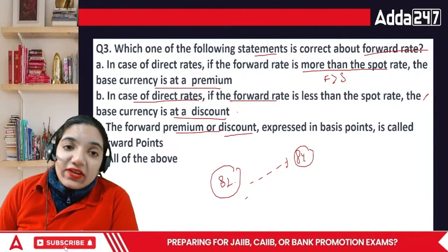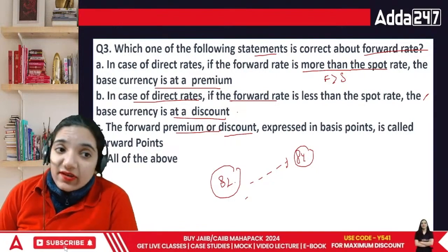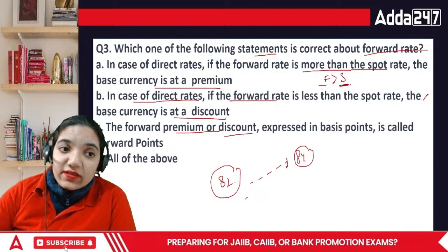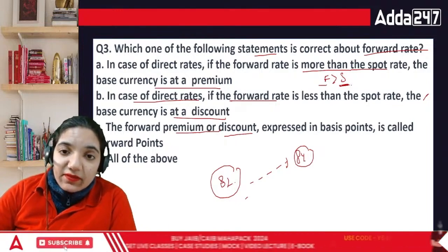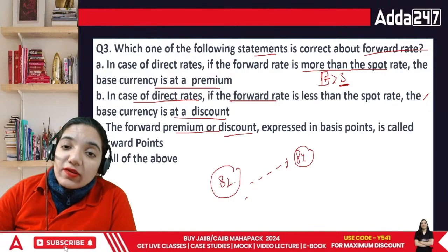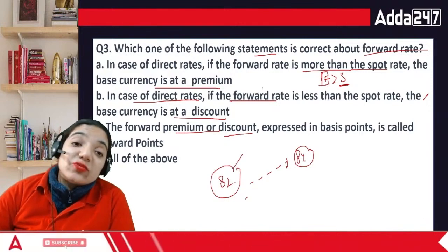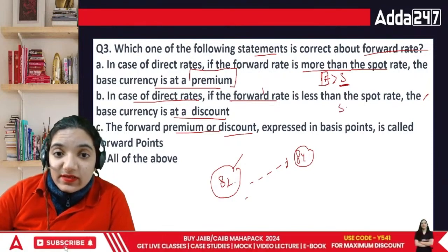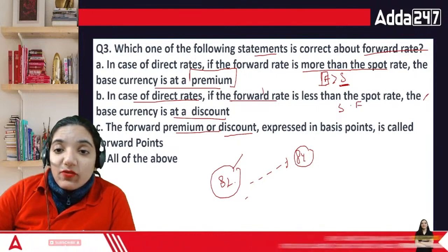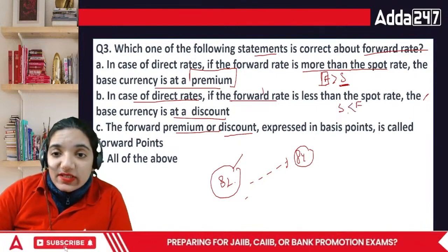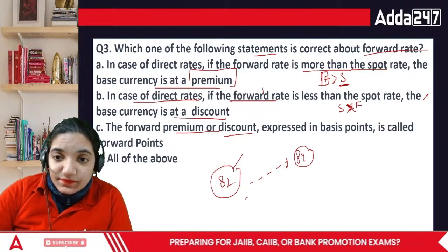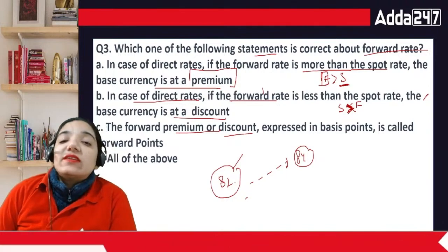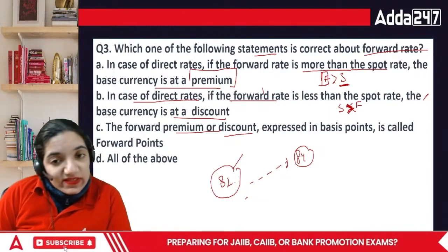In case of direct rates, if the forward rate is more than the spot rate, the base currency is at a premium. Matlab, in the future it is going to be more. Currently, it is at a lesser price. This is a situation where it will go at a premium. Acha, if the forward rate is less than the spot rate, then what will happen? Then it will be called at a discount. Right? This is also true.